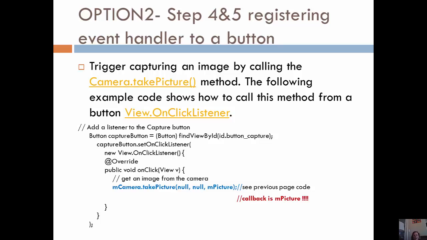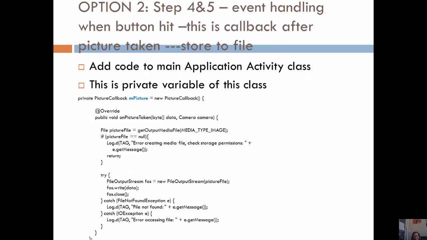So let's take a look at how we would do that. Add this code to your application activity class. Here we have a class variable called mPicture equals new PictureCallback, an anonymous inner class that we're defining. We're overriding the method onPictureTaken, which will be the callback function. It's going to receive the actual image data as a one-dimensional array.